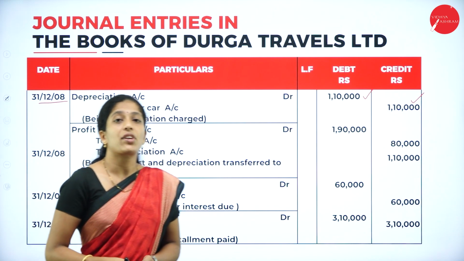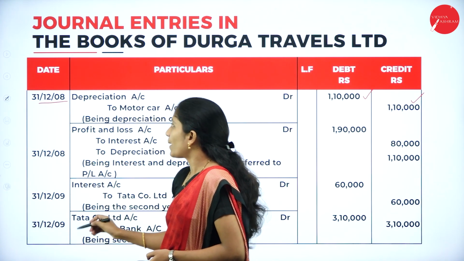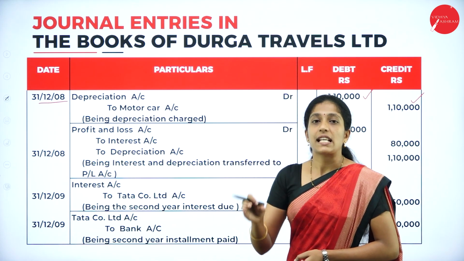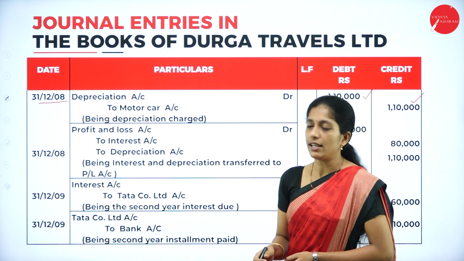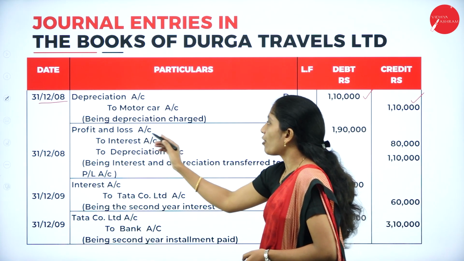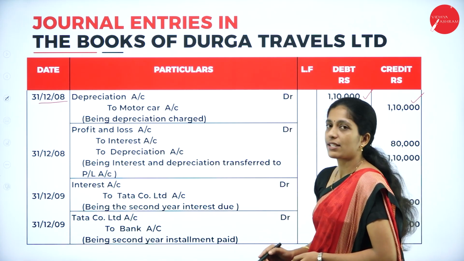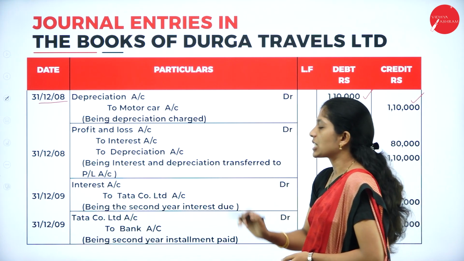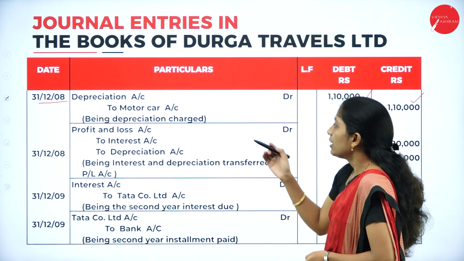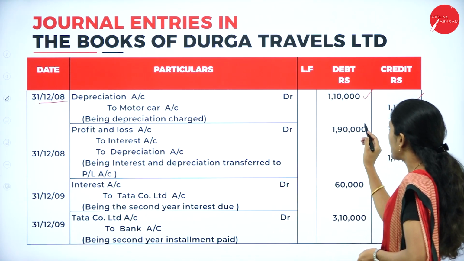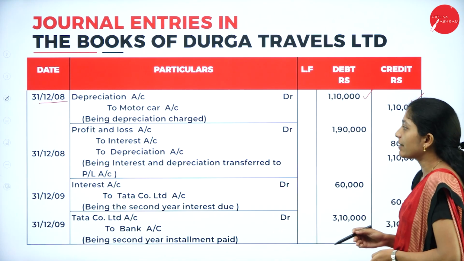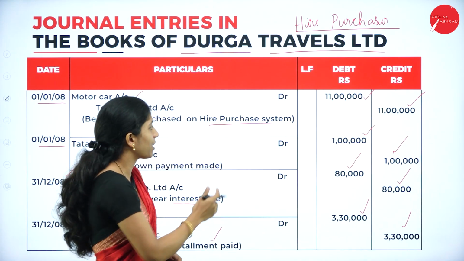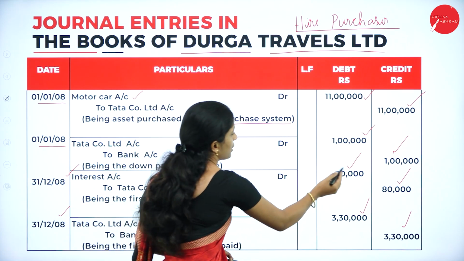What is the last entry in the first year? That is 31/12/2008. You have to transfer this interest and depreciation to profit and loss account. So what is the entry? Profit and loss account debit to interest account, to depreciation account, being interest and depreciation transferred to profit and loss account. Now what is the interest? Don't write this amount first. Now here interest is how much? How much we have recorded? 80,000. So 80,000 is the interest.